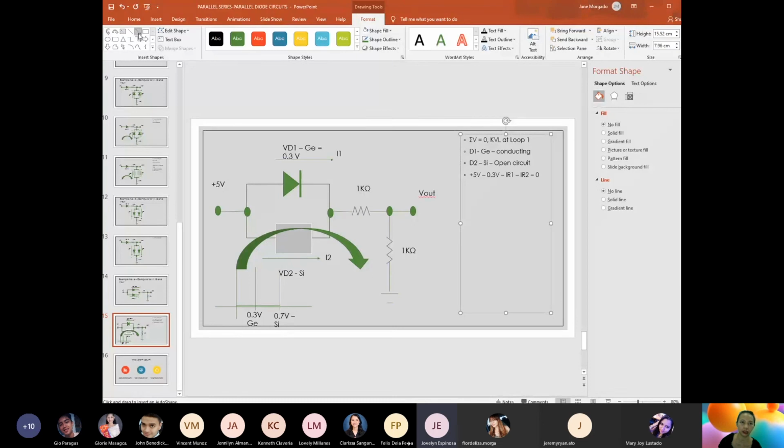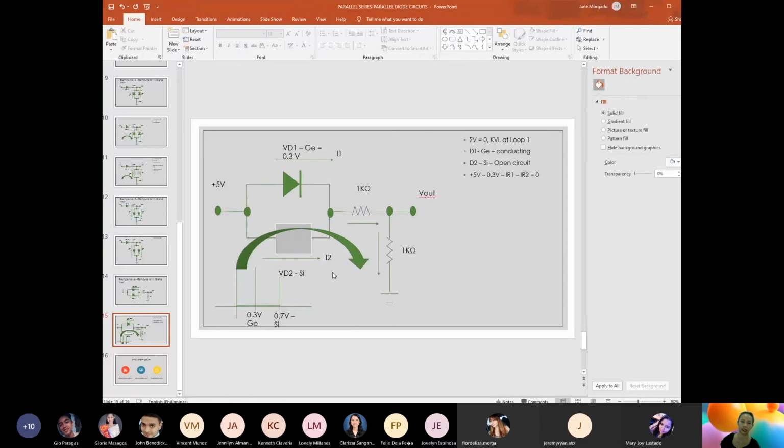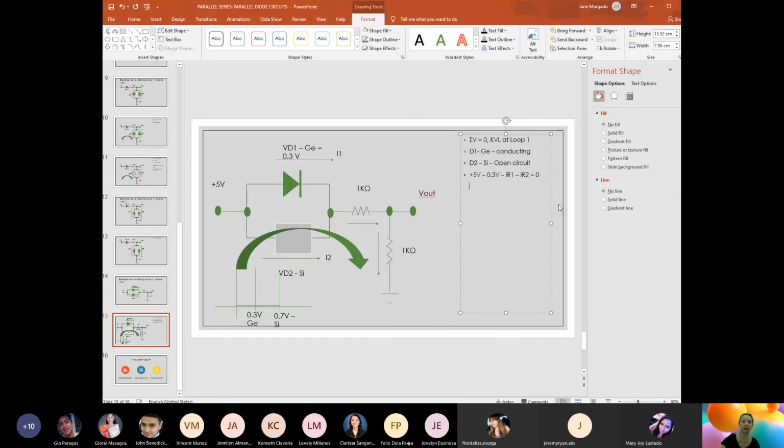So take note that our assumption is that the current flows from positive to negative. Ganyan ang direction ng current natin. Okay? From positive to negative. So, naging series circuit na lang, dahil hindi na mag-on si silicon diode kahit na forward bias siya. Okay, it will never have the opportunity to turn on.